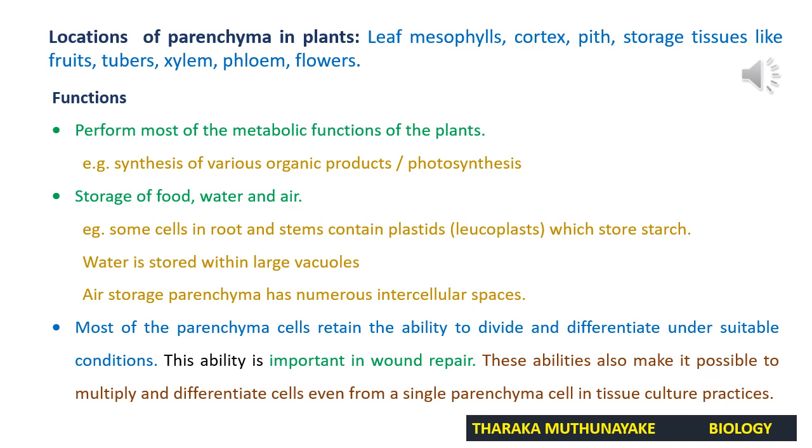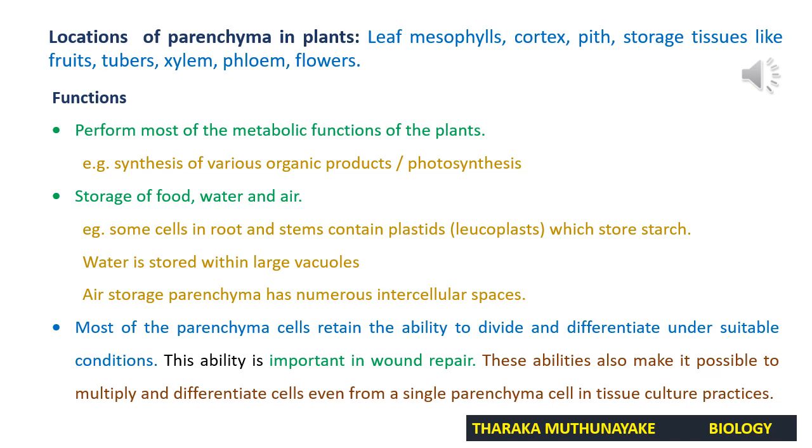There are 3 basic functions. First one is to perform most of the metabolic functions of the plant. Example, photosynthesis, and also synthesis of various organic compounds. For example, in the previous one, we can say mesophyll cells are involved in photosynthesis. Okay, then the second function, storage of food, water and air.